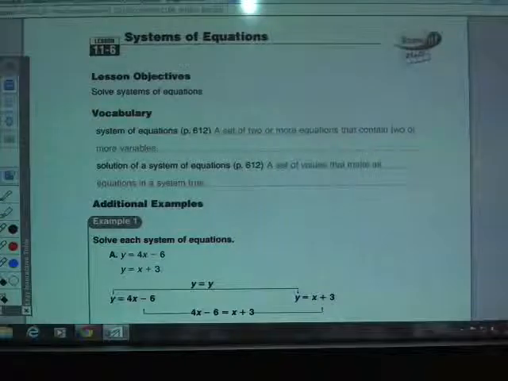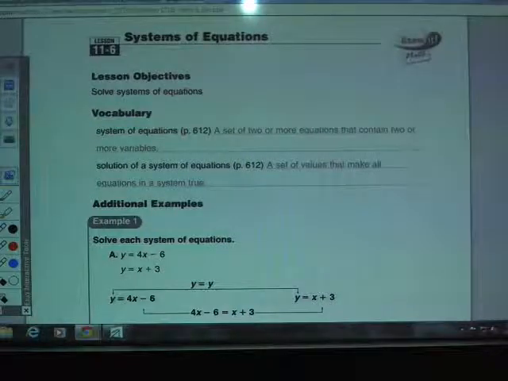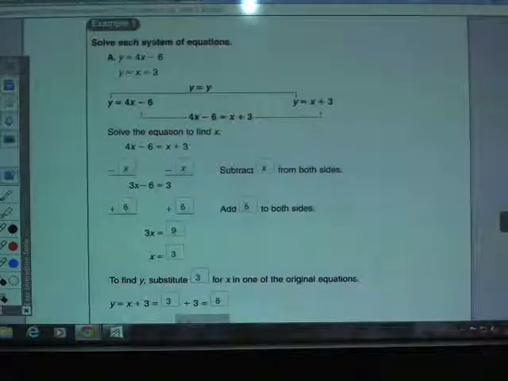The solution of a system of equations is the set of values that make all the equations in a system true. If you recall from earlier this year, that is the values that when plugged into the equations make the left side equal the right side in both instances. So let's go ahead and take a look at this first one here. 1a, y equals 4x minus 6, y equals x plus 3. We're solving the system of equations, so we're finding the value for x and y in both equations at the same time that will make the left side equal the right side.